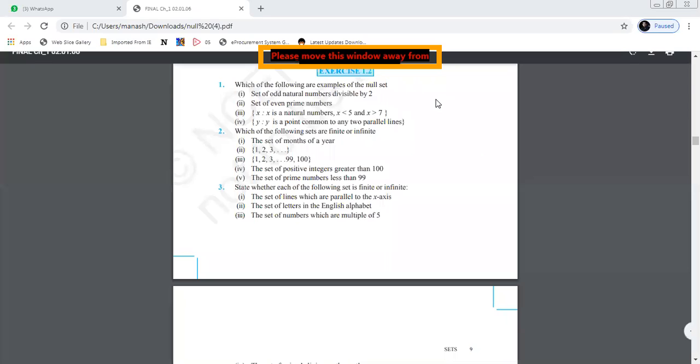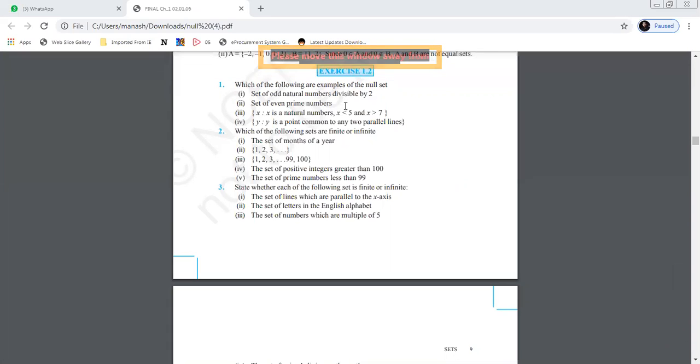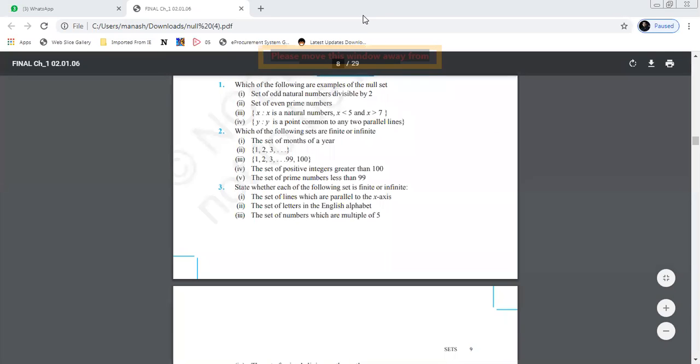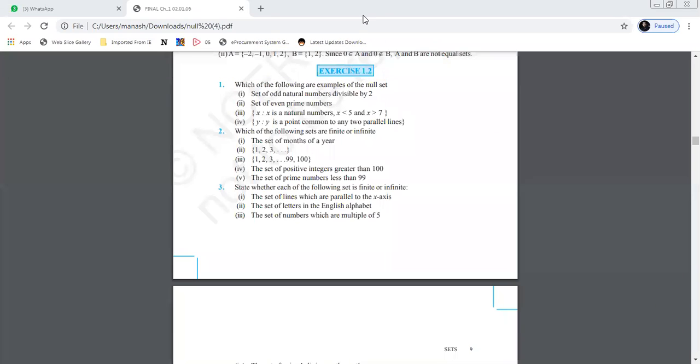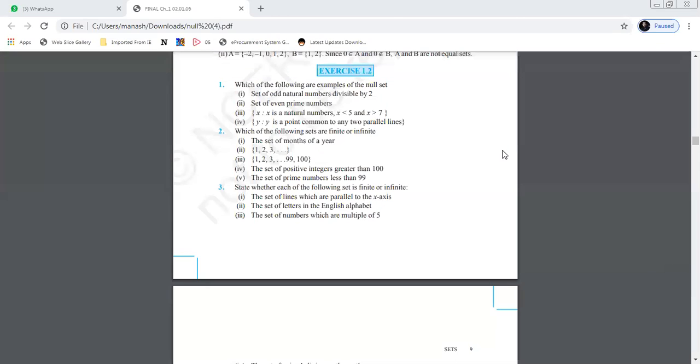Now see, the second one is: set of even prime numbers. Is there any even prime number? Anyone? Is there any even prime number? 3? No, 3 is an odd number. Is there any even prime number? You may be wrong also, no problem. Tell me, simple one.